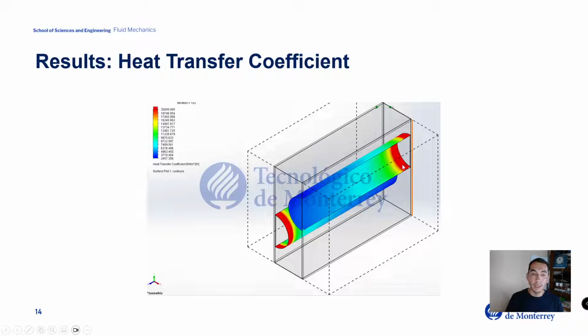We know that the heat transfer coefficient is going to be determined according to the velocity of the fluid, according to the temperature of the fluid, and according to the temperature of the external wall, in this case the walls of the solid material. So we know that the heat transfer coefficient is going to be changing, but we can determine an average heat transfer coefficient.